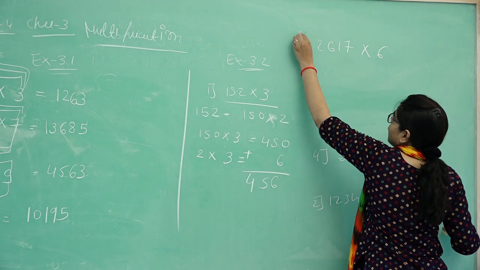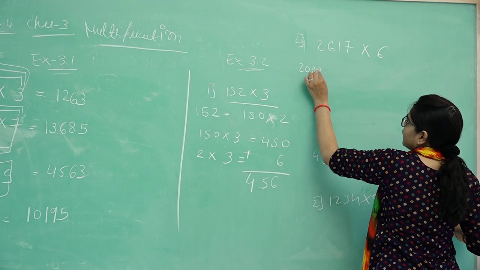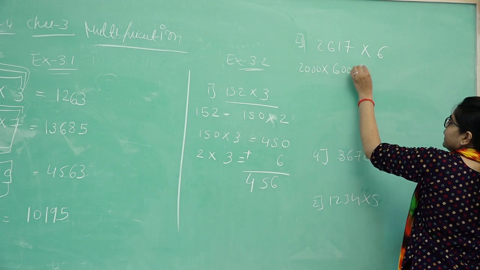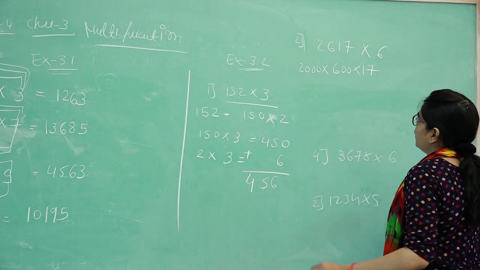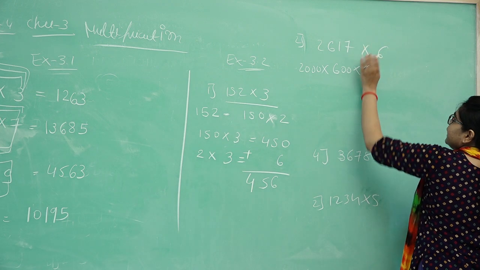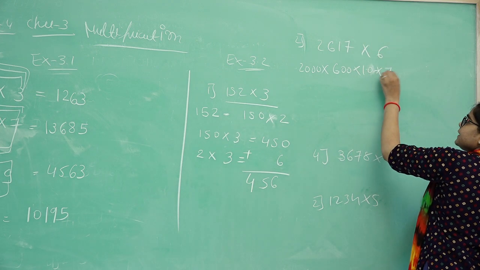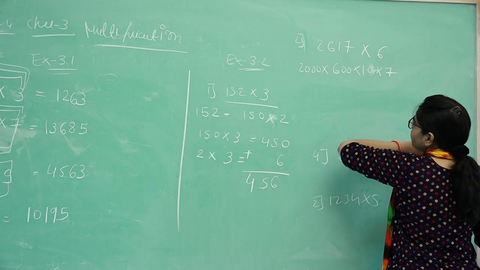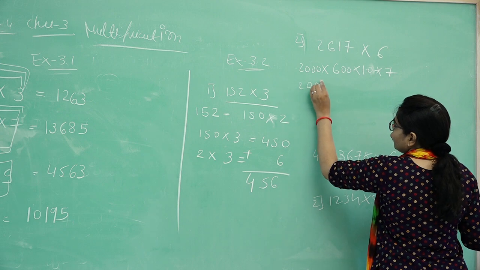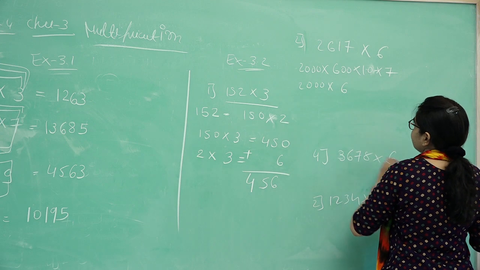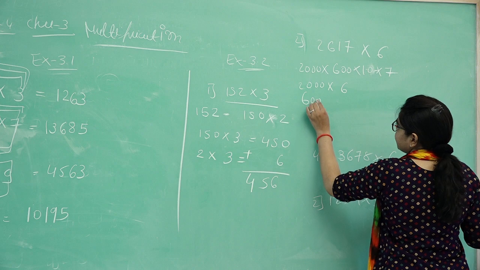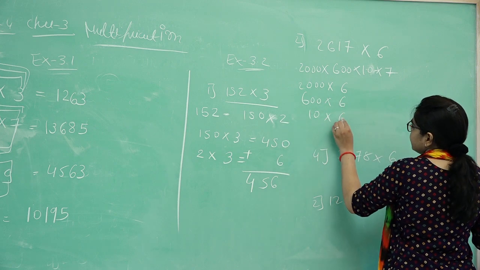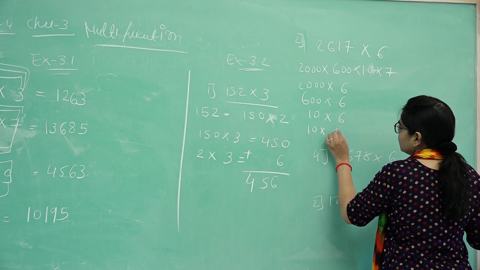2617 means 2000, 600, 10 and 7. Okay, multiplication with which number? 6. So first of all 2000 into 6, then 600 into 6, then 10 into 6, and then 7 into 6.